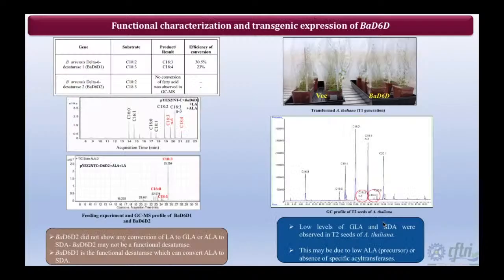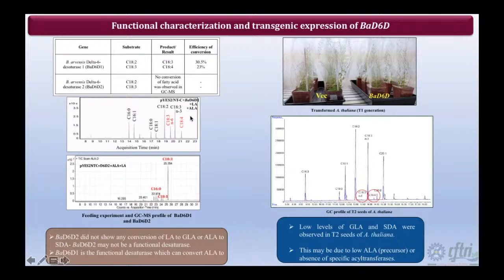Before expressing, we wanted to characterize our gene, so we went ahead and functionally characterized the BAD6D gene and also transgenically expressed it. The D6D gene has two isoforms, D6D1 and D6D2. They were cloned into the pYES2 NTC vector and then inserted into a Saccharomyces cerevisiae strain, and it was fed with equimolar concentrations of ALA and LA, and we checked its conversion to GLA and SDA. BA-D6D1 converted them to GLA and SDA, with conversion rates of 30.5% and 23%, whereas D6D2 did not convert the ALA and LA.